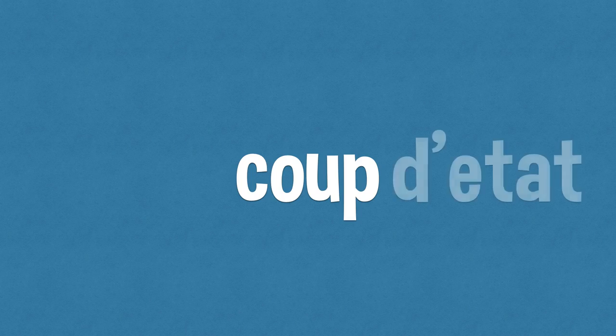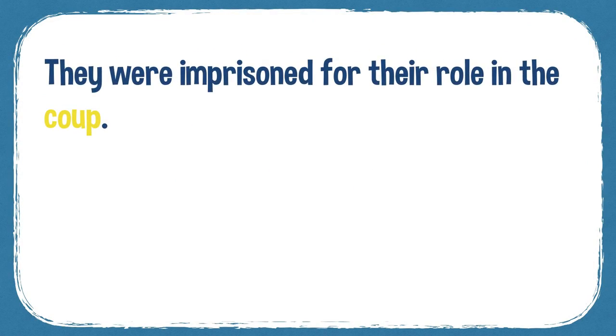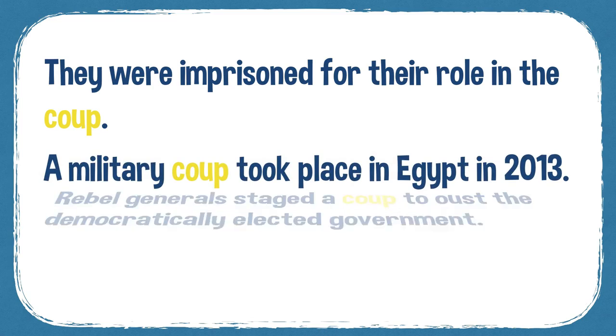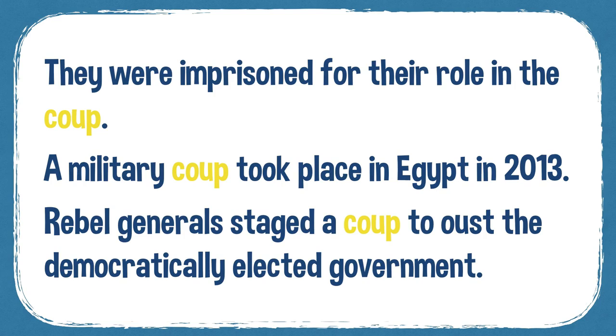Here's your next word: coup. Coup. When there is a coup, a group of people seize power or control in a country. They get rid of or overthrow the previous government. The word actually comes from the French phrase coup d'état. So, for example, they were imprisoned for their role in the coup. A military coup took place in Egypt in 2013. The rebel generals staged a coup to oust the democratically elected government.